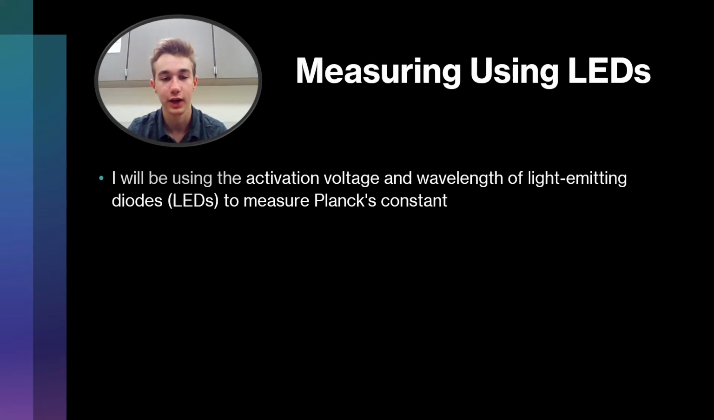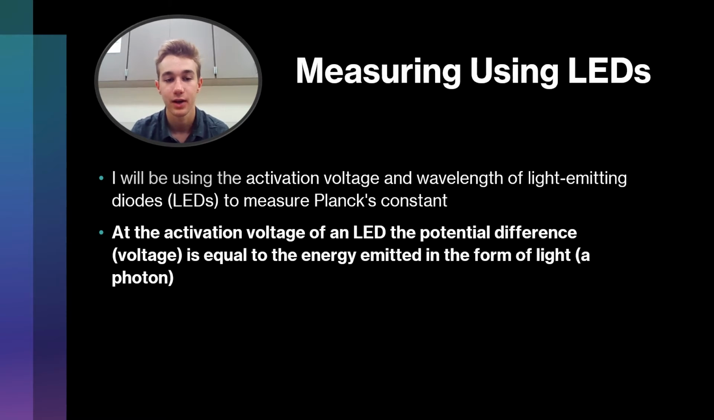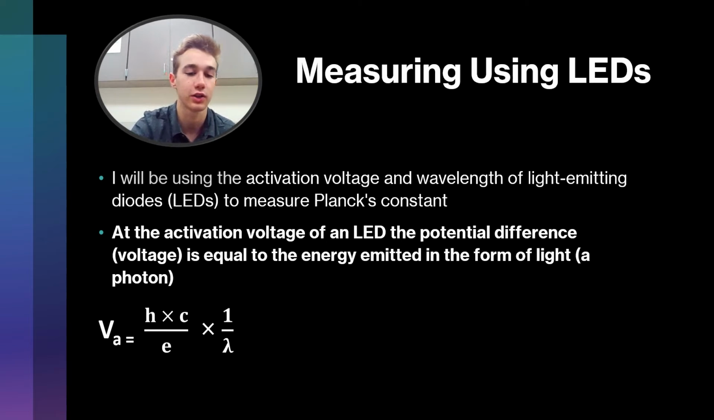So I'll be measuring it using LEDs and using two properties of it, the activation voltage and the wavelength of the LED. Because at the activation voltage of an LED, the potential difference or voltage is equal to the energy emitted in the form of light, or a photon. I'll be using this equation: activation voltage equals h, Planck's constant, times c, the speed of light, divided by e, the charge of an electron, times 1 over wavelength.